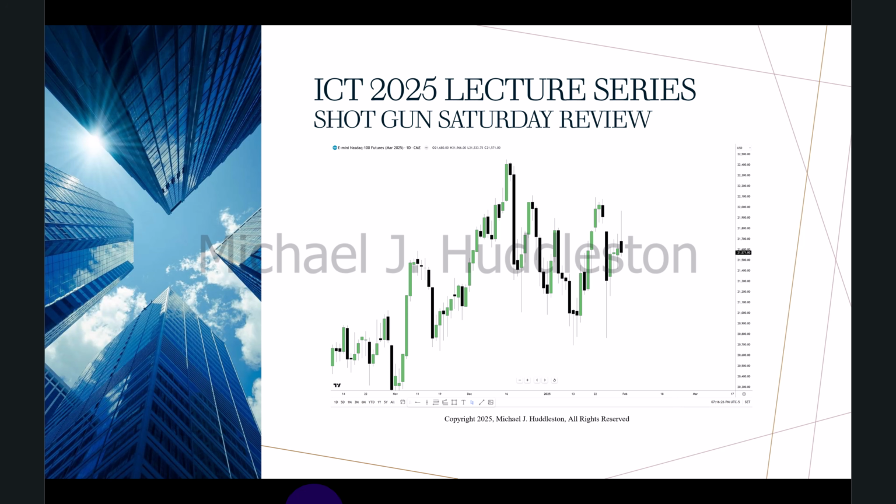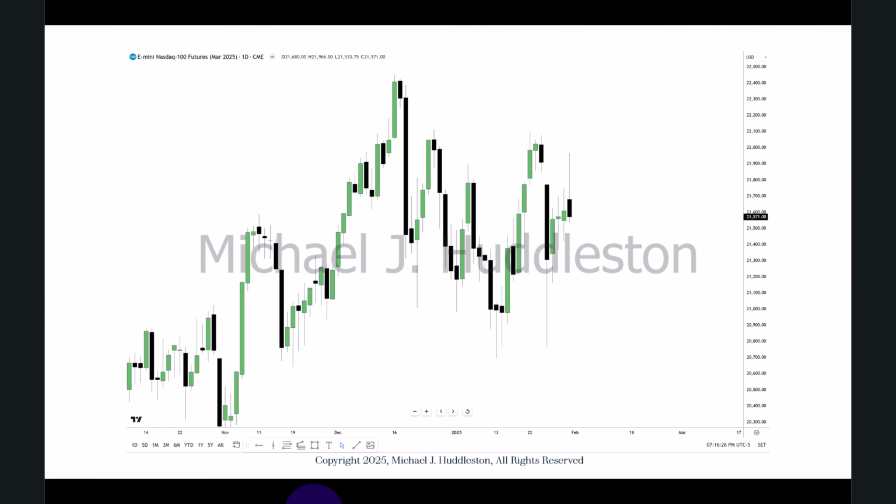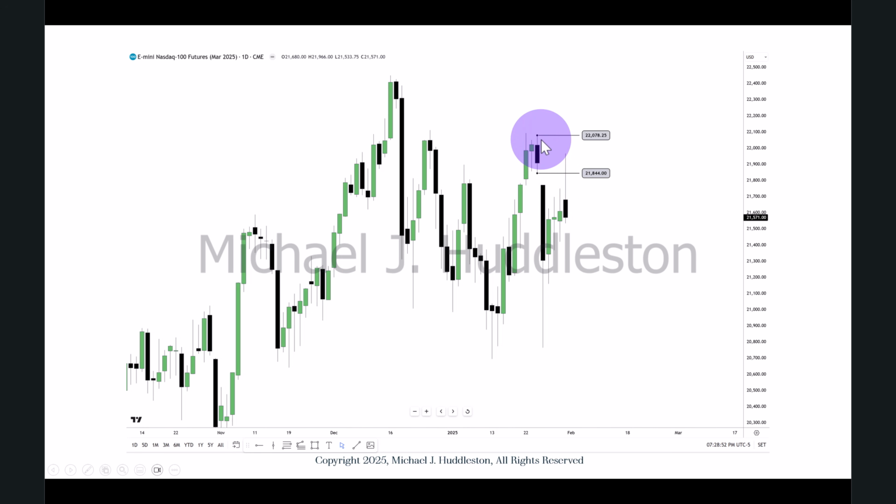So we're going to take a look at what transpired on Friday. We're looking at a daily chart here on the NASDAQ 100 March delivery contract for 2025. And I want to take your attention to this candlestick right here. That is the previous week's Friday daily candle. The high of that candle comes in at 22,078.25, and the low of that candle comes in at 21,844.